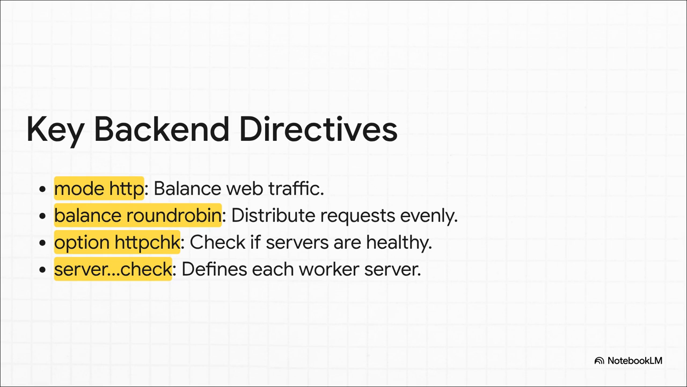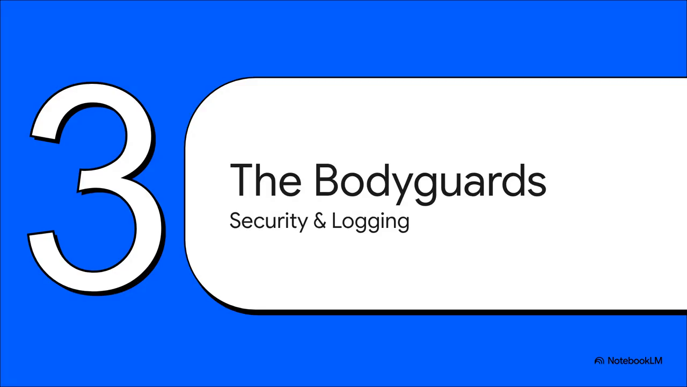Now, inside that back-end section, there are a few lines that are absolutely crucial. Balance round robin is our strategy. It's kind of like dealing a deck of cards. First request goes to server 1, second to server 2, third goes back to server 1. It just cycles through them. And option httpchk, this one is huge. It tells HAProxy to constantly ping our web servers to make sure they're alive and healthy before it sends any real visitors their way.